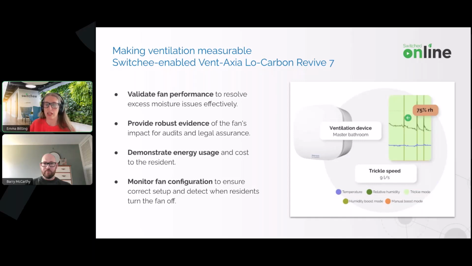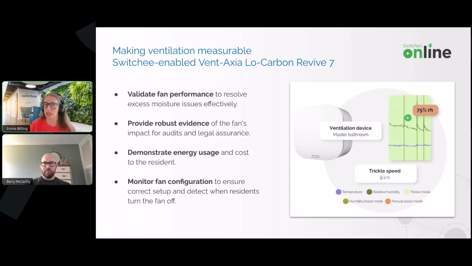So with the Revive 7, again Z-Wave enabled, we've got a SIM card within it. It's surfacing data directly to the portal, so we can see if there is any excess humidity in that property. We can see how often the boost function is being called for. We can see how the trickle's performing. But most importantly, we can see whether it's on or off, because the data will clearly show us. It's providing as many data points as a Switchee thermostat, and it really makes sure that we've got a system that is on, functioning, and maybe that there's a need for that to be adjusted.